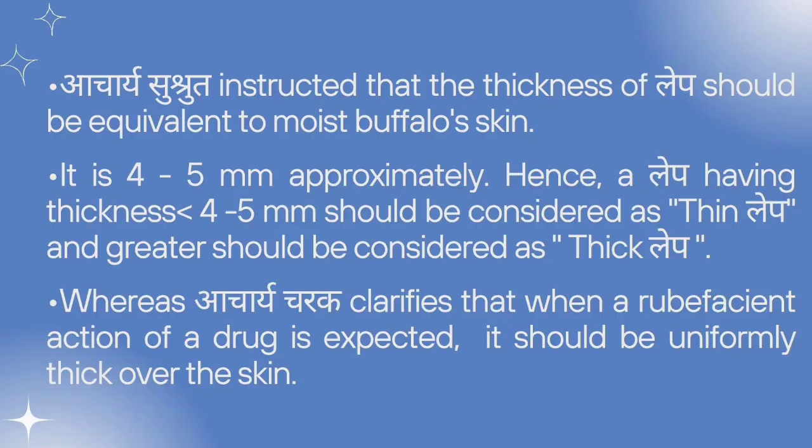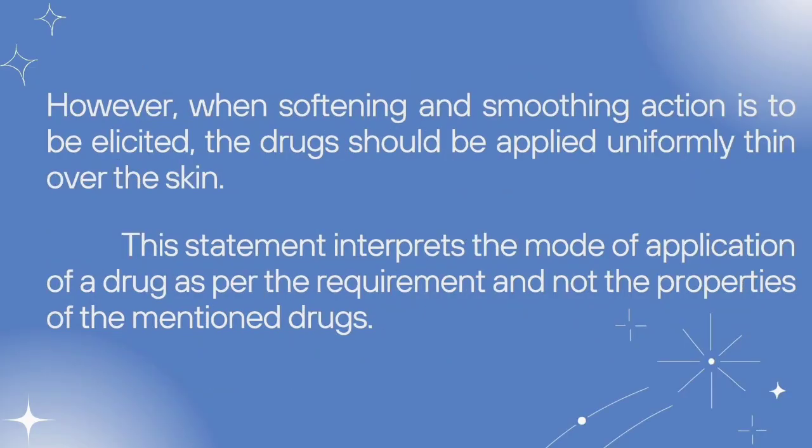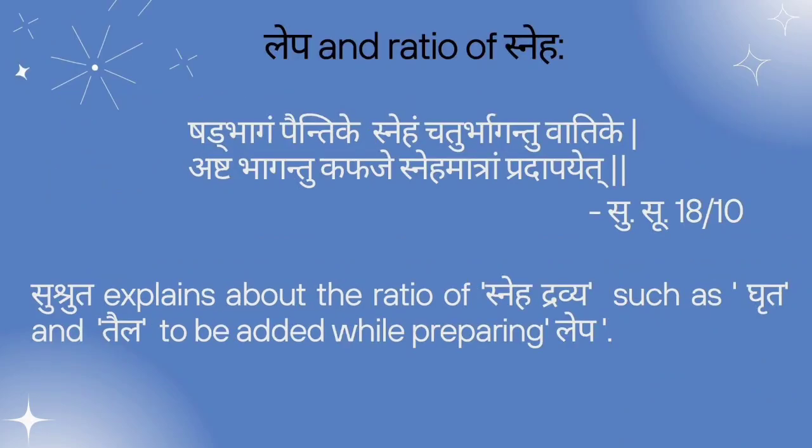Whereas Acharya Charaka clarifies that when a rubefacient action of a drug is expected, it should be uniformly thick over the skin. However, when softening and smoothing action is to be elicited, the drug should be applied uniformly thin over the skin. This statement interprets the mode of application of a drug as per the requirement and not the properties of the mentioned drugs.